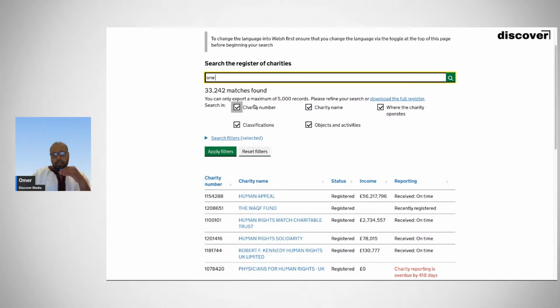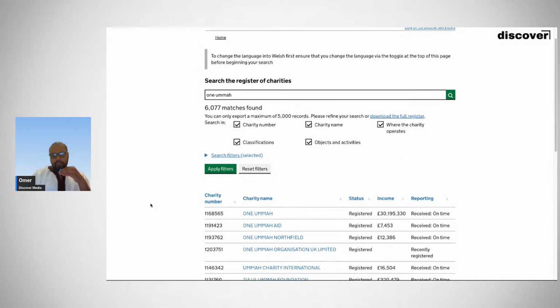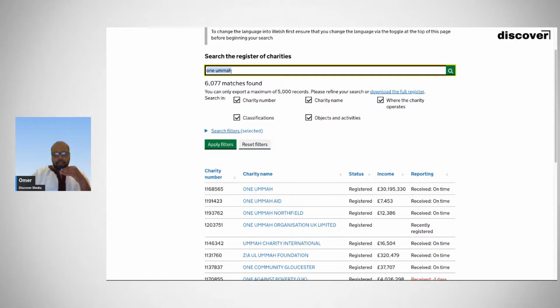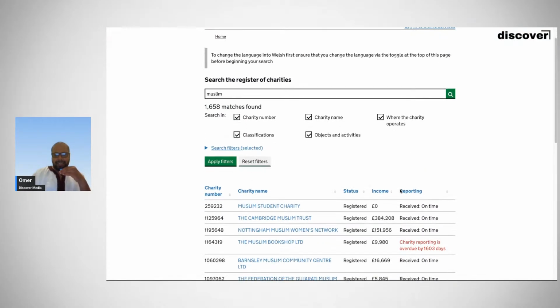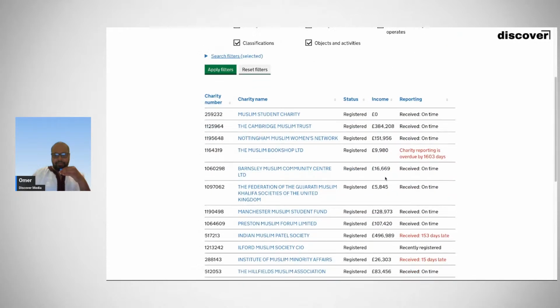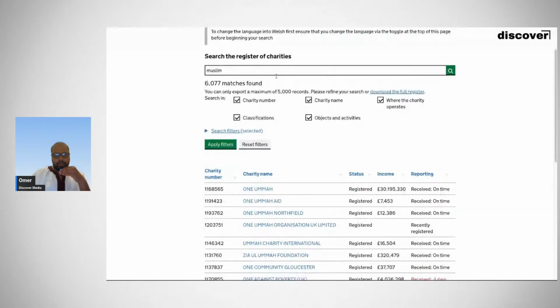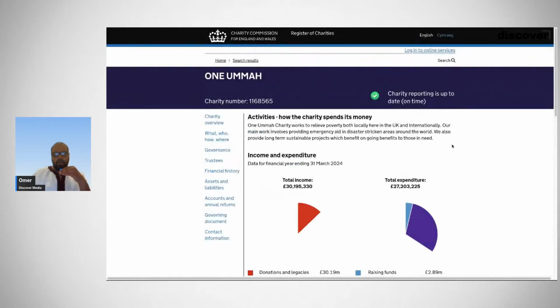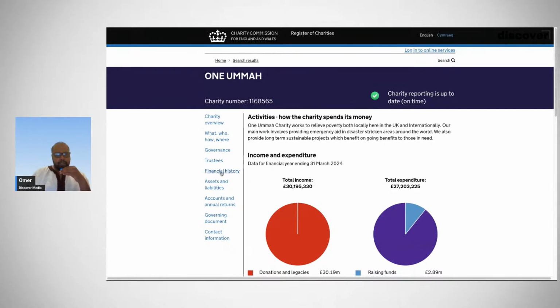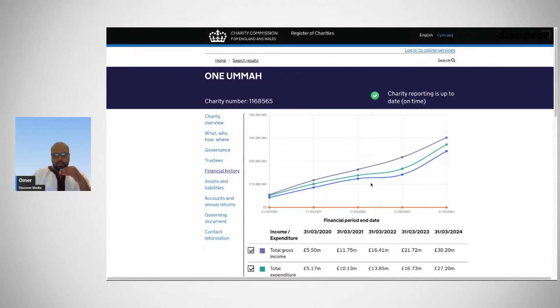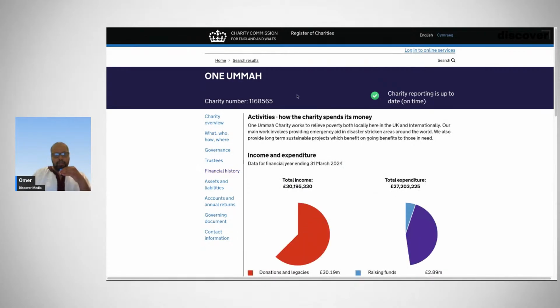Remember what they've got as well. They've got Human Appeal France. They've got Human Appeal in other countries. So let's look at One Ummah, for example. Yeah, another charity, 30. Let's go back. Let's look at One Ummah. One Ummah's financial history is also going up.